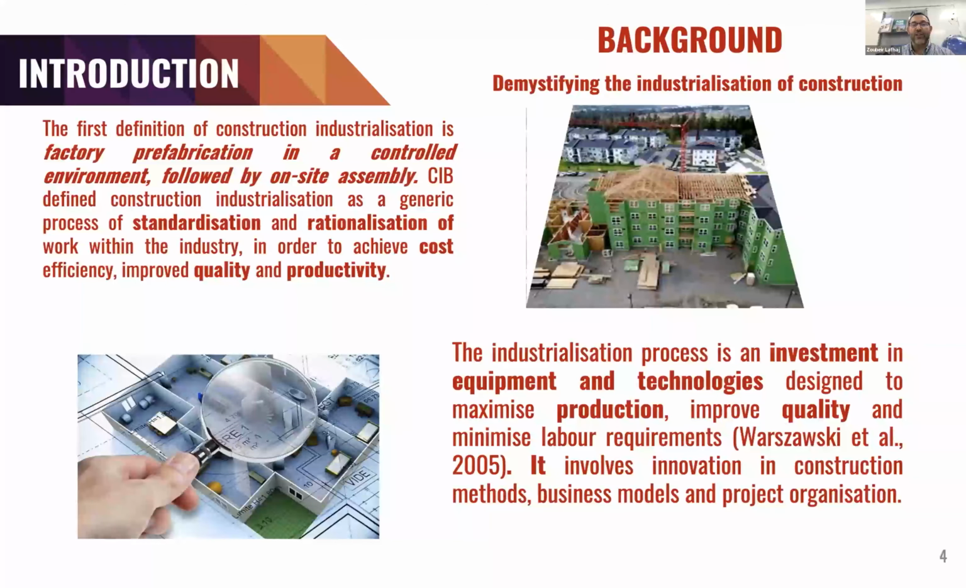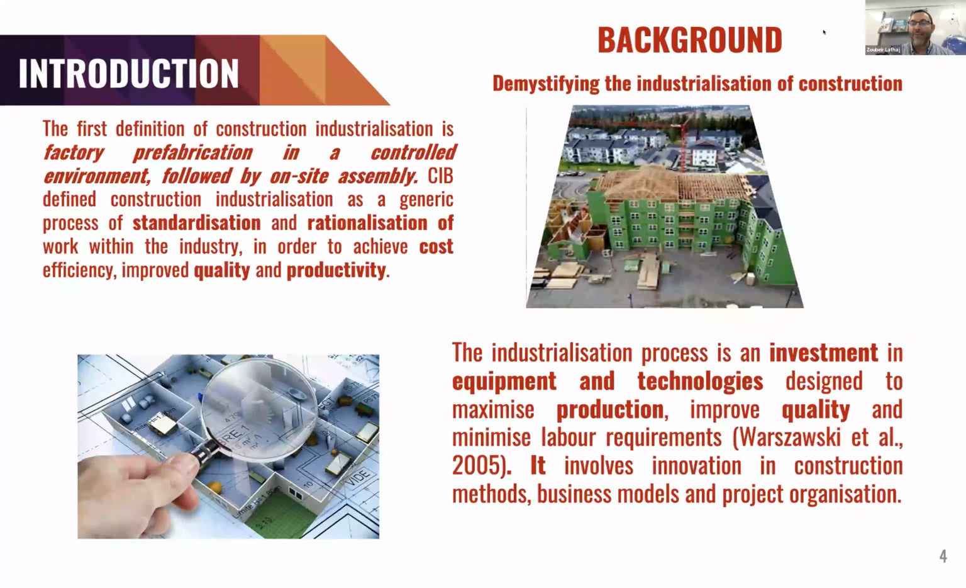So the first definition of construction industrialization is factory prefabrication in a controlled environment followed by on-site assembly. This is what is given by CEB. And this defines construction industrialization as a generic process of standardization, which is extremely important, and a rationalization, which is different, of the work within the industry, in order to achieve cost efficiency, improved quality and productivity, and as you know, security.